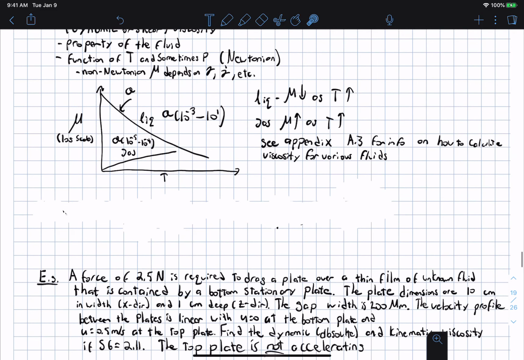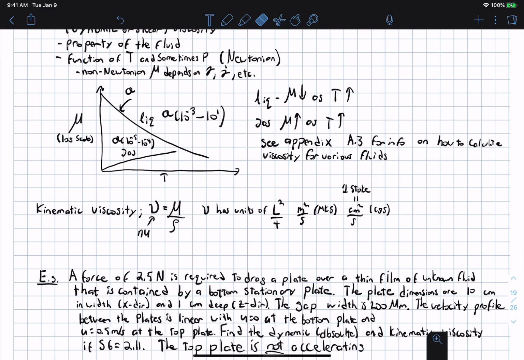The other viscosity that we're going to use quite often is called the kinematic viscosity. It's defined to be the dynamic viscosity divided by the fluid density, and it's given by the Greek letter nu. Okay, so that's the kinematic viscosity. And there are many tables that have both the dynamic viscosity and the kinematic viscosity.